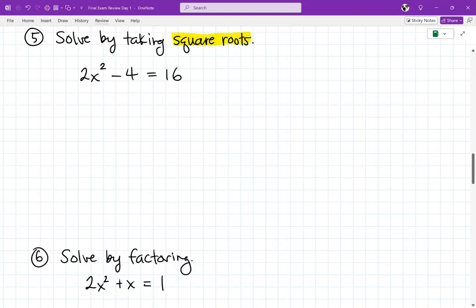Okay? Here's another one. Solve by taking square roots. Now, it doesn't mean to take a square root immediately. That just means eventually you will. So what I'm going to do is try to get it to the point where I can take a square root to solve this. So first off, let me move this 4. I got 2x squared equals 20. And then I'm going to divide both sides by 2. So if I divide this by 2, I get x squared is equal to 10.